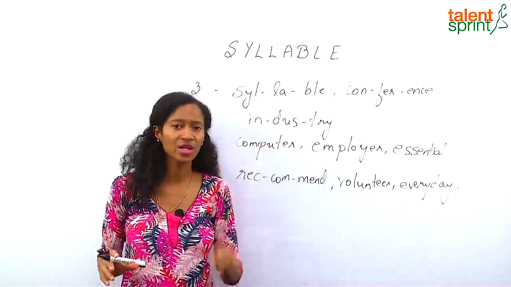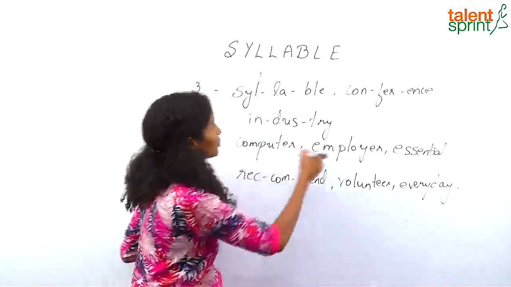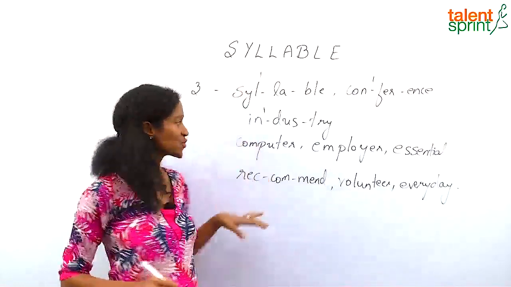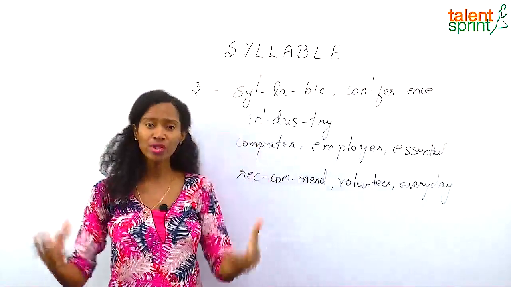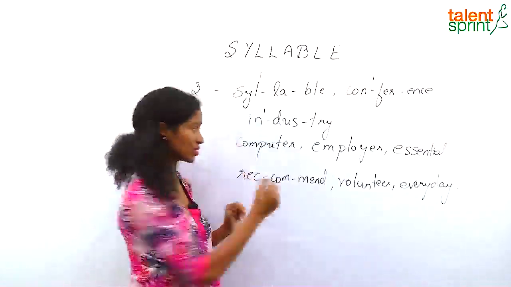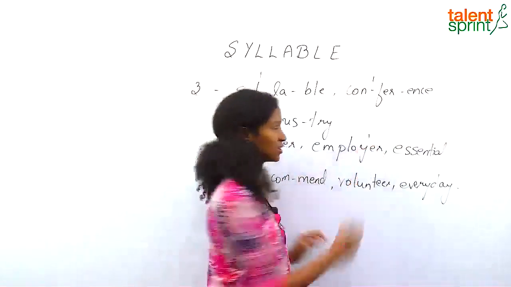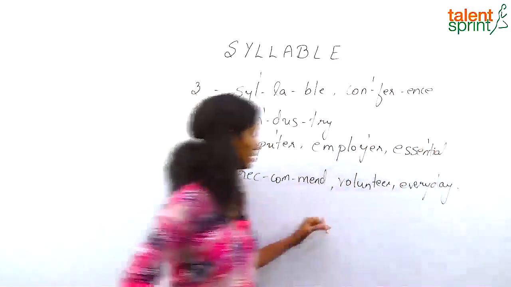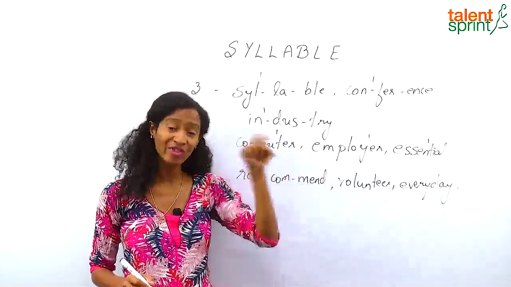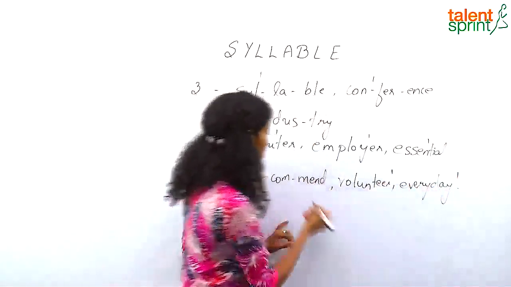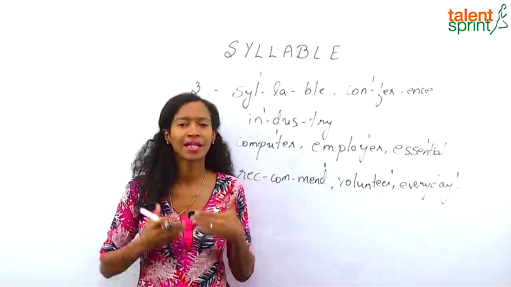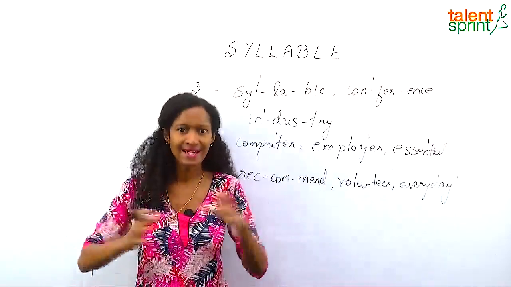Syllable, conference, industry. Where's the stress? First syllable. Syllable, conference, industry. These words, computer, employer, essential, the stress is on the second syllable. Computer, employer, essential. Okay, and these words, recommend, volunteer, every day, the stress is on the third syllable. Okay, just for you to differentiate. And why is this important? Because it will help us with dissecting, differentiating words.